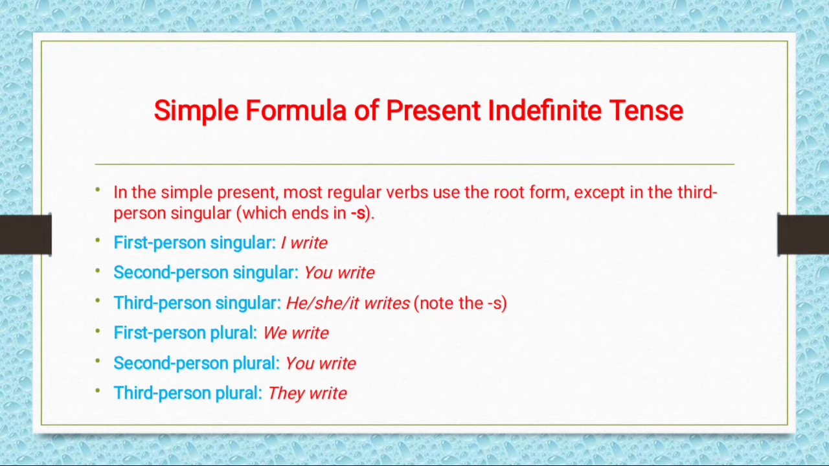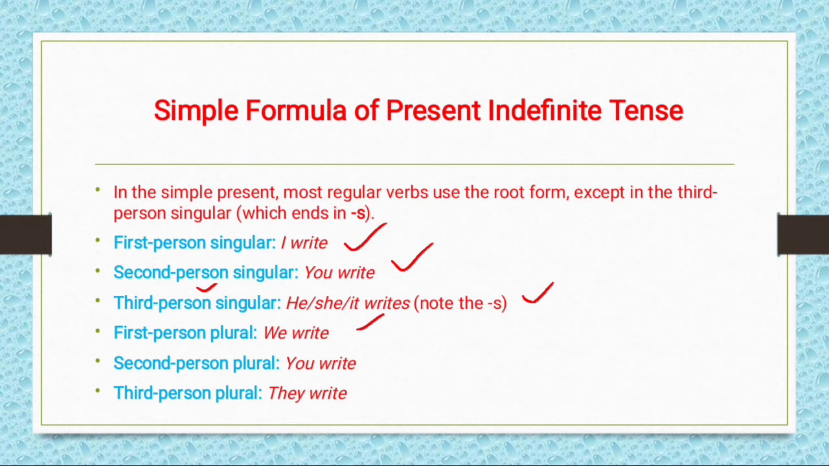For example, first person singular, I write. We can't say I writes. It's wrong because I is first person, and you write, you is second person. Third person like he writes, she writes, it writes, we have used s here because we are talking about third person singular. But they also comes in third person, but that they is plural, not singular.